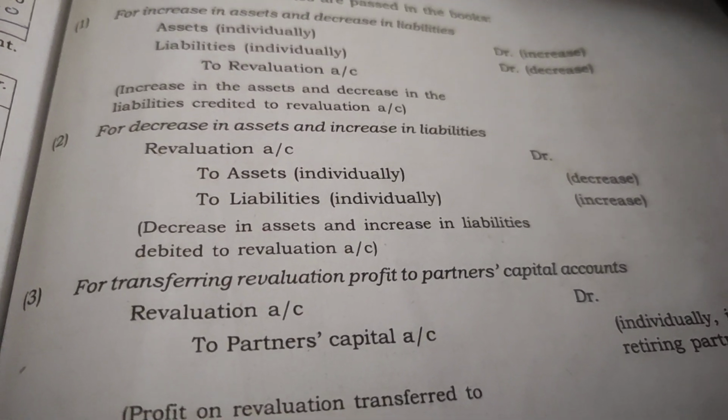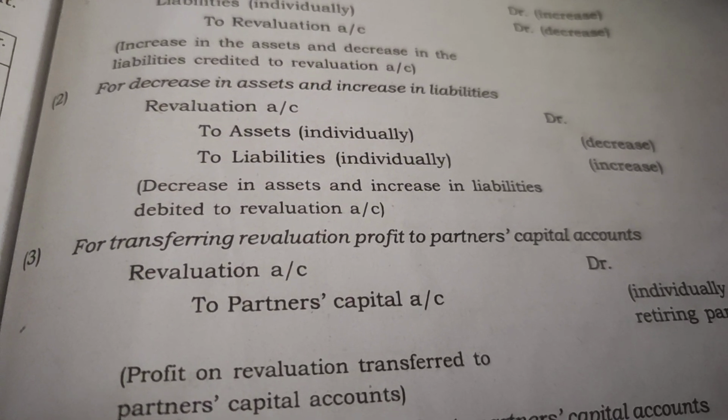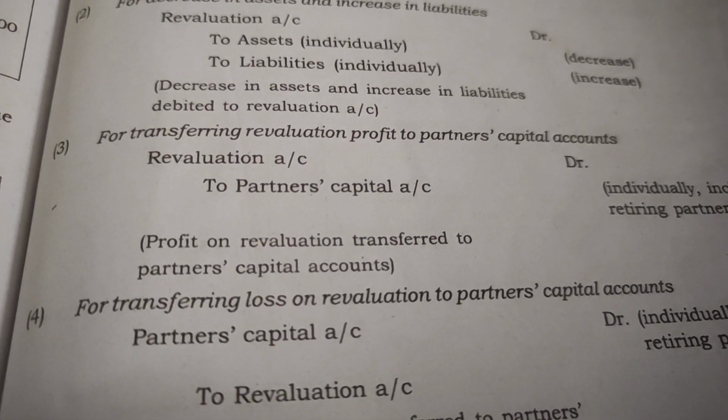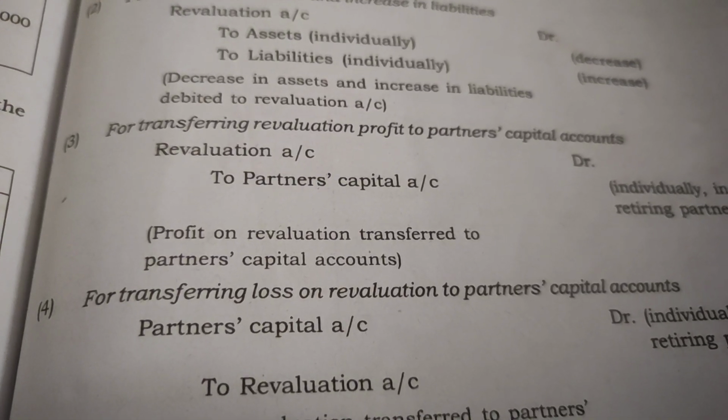For transferring the revaluation profit to partners capital account, the entry is revaluation account debtor to partners capital account. For transferring the loss on revaluation, partners capital account debtor to revaluation account.